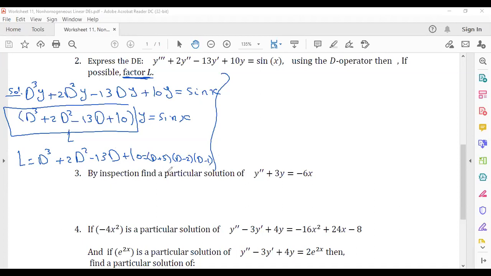Now, if I don't have a calculator, how to factorize this? I'm going to write my expression here equal to 0. And instead of D, let me use another letter, so let me use A. So it is A cubed plus 2A squared minus 13A plus 10 equals 0. My aim is to factorize this expression without using the calculator.